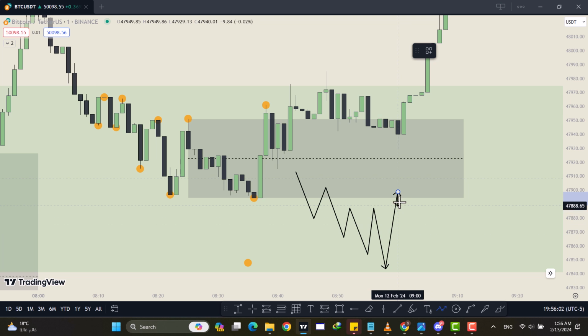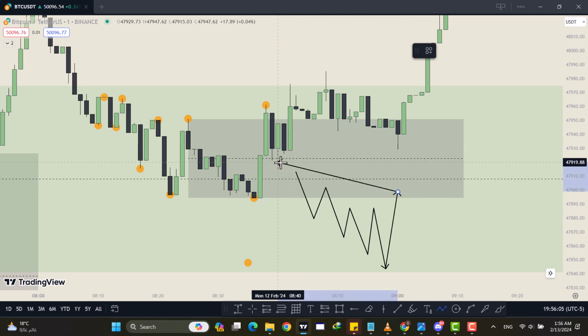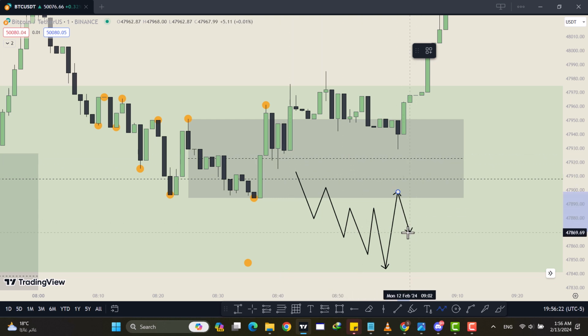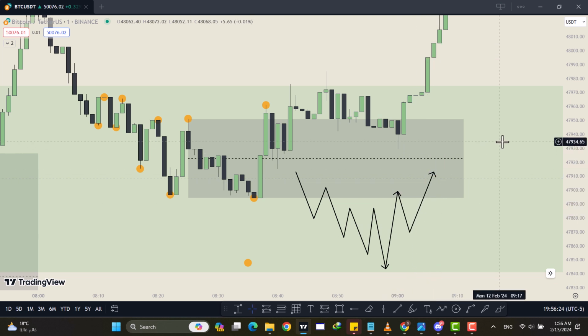You can enter on the 50% for better RR, but I prefer to enter somewhere around here and maybe add to my positions here, because I don't want to miss the whole move just because of a few pips. So this is entirely your choice. So wait for the retracement and then you can take your entry.